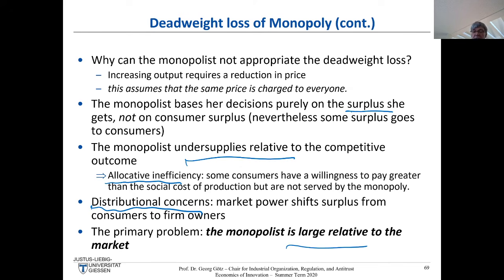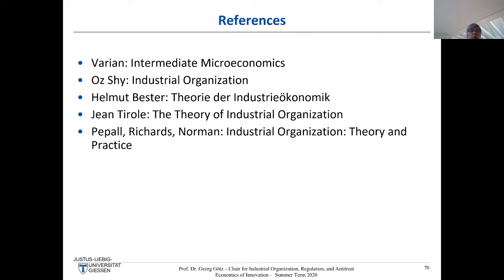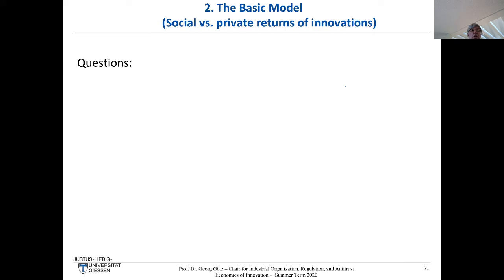I don't want to discuss that with the monopolist being large. I do that in IO and in regulation. So here you get some references if you have problems. This is just standard intermediate microeconomics, and you will find all these topics in all the different books. You don't need to go to such an advanced text as Jean Tirole's Theory of Industrial Organization, even though, of course, that's our Bible. Okay. Now I move on to the basic model.